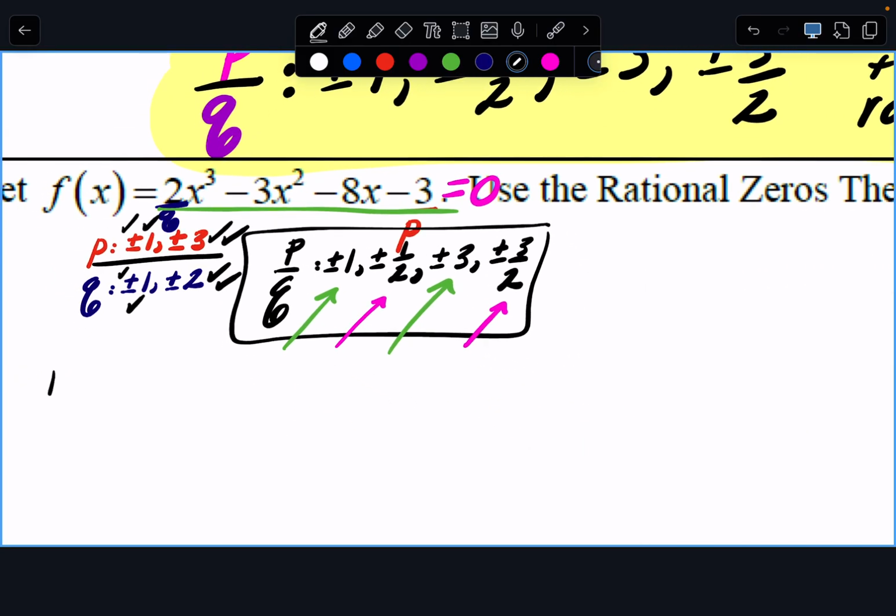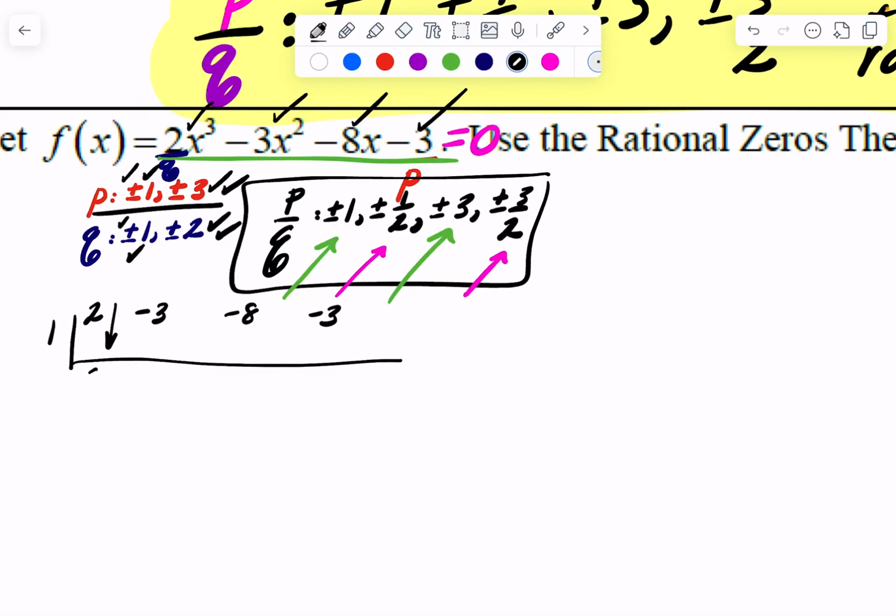Positive 1. Coefficients 2, negative 3, negative 8, negative 3. Double check before you move on if you're missing a 0. So degree 3, degree 2, degree 1, constant. Okay, I just need to make sure I do that because I do forget zeros. Everyone, you guys go do synthetic division and I'll do it, and then we'll check at the end if you get a remainder of 0 or not.